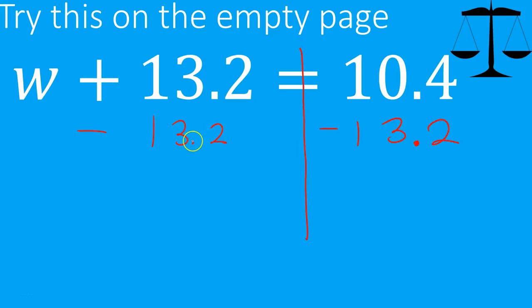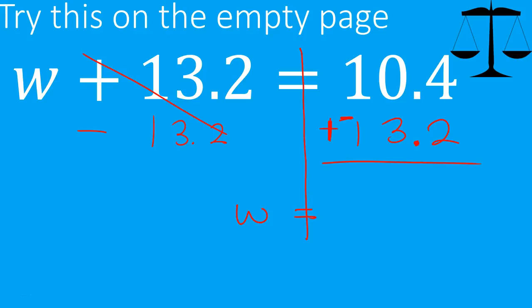Plus 13 minus 13, that cancels out. All you're left with is W. Now, on the right-hand side, here's where it gets tricky. We have 10 minus 13. You can't do 10 minus 13. We have to do add the opposite. Okay, now looking at them, we have a 10 and a negative 13. Those have different signs. Subtract.